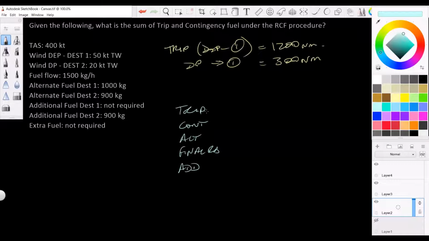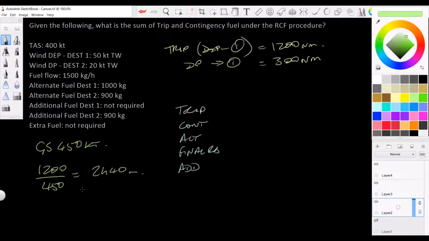Right, so the trip fuel is the full trip from the departure via the decision point to destination 1. That's 1,200 nautical miles. First off, we need the ground speeds. TAS is 400 knots, and from departure to destination 1, the ground speed is going to be 450 knots because we've got a 50 knot tailwind. So we take the full distance of 1,200 nautical miles divided by 450 knots, and that will come out as a decimal, 2.667 hours. You can change it to hours and minutes, but it's not really necessary. It should come out as 2 hours 40 minutes if you do.